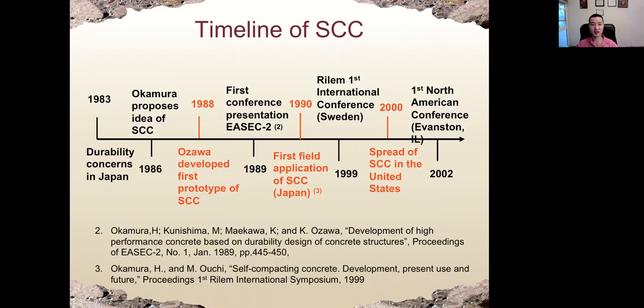So here is the timeline of SCC. The first prototype of SCC was developed in Japan by Professor Ozawa in 1988. And the first field application of SCC was in 1990. Ten years later, SCC spread to the United States. The first North American conference about SCC was in 2002 in Evanston, Illinois, which is a suburb of Chicago, near Northwestern University. So that's the time I studied my PhD, which focused on SCC.